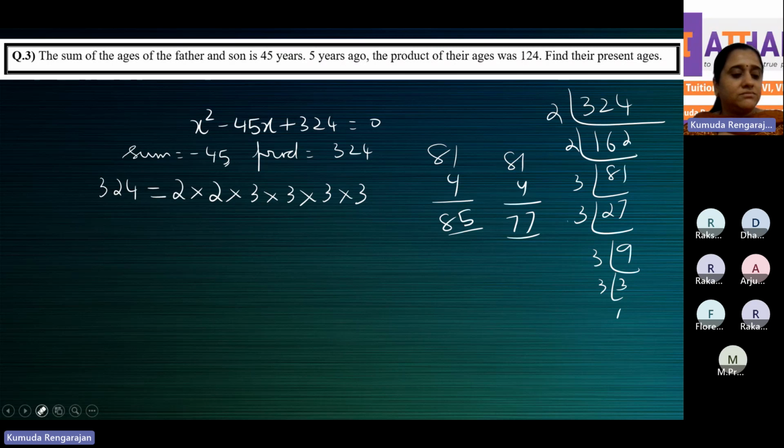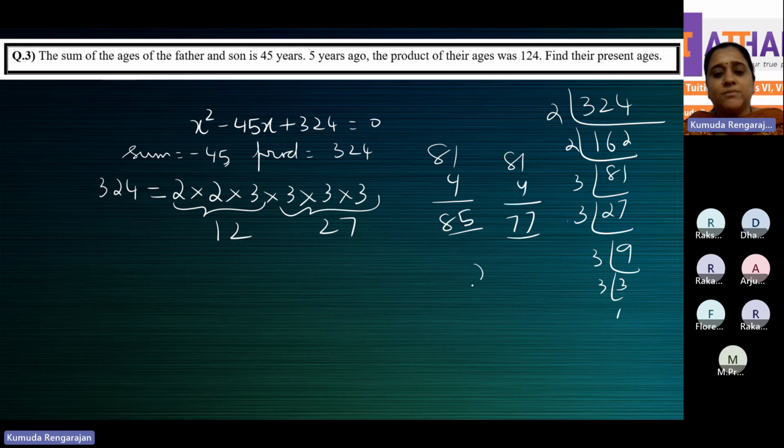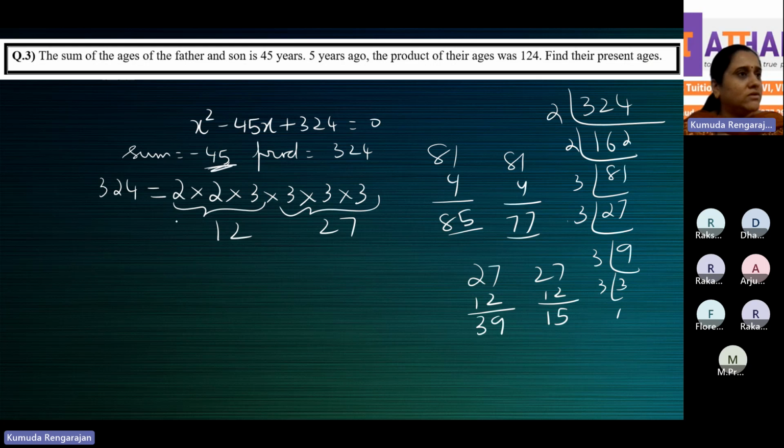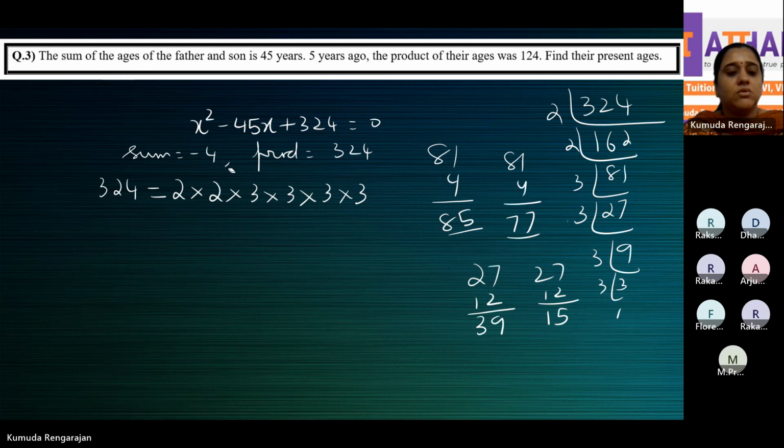So then let's try this one. 2 2s are 4, 4 3s are 12. 12 and 27. Add the numbers. What do you get? 39. When you subtract, what do you get? 15. No, not possible, because we need 45. So this is not possible. Different combinations.